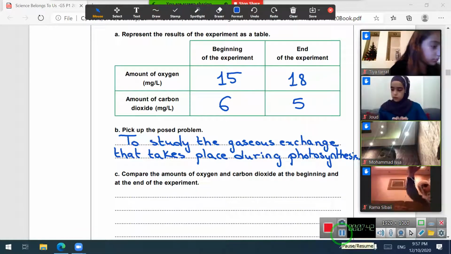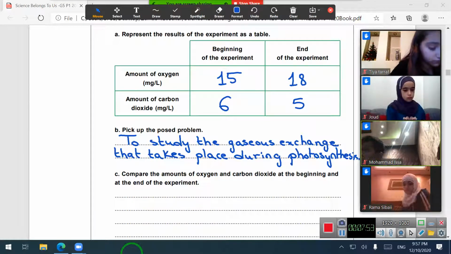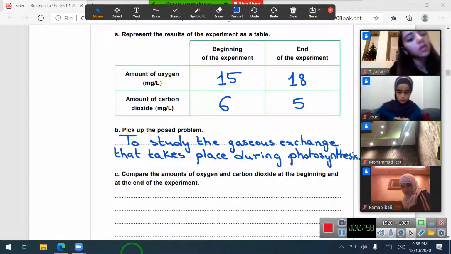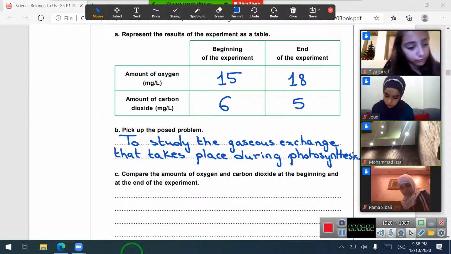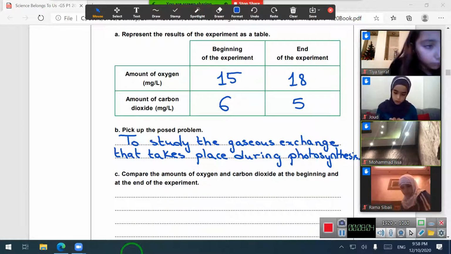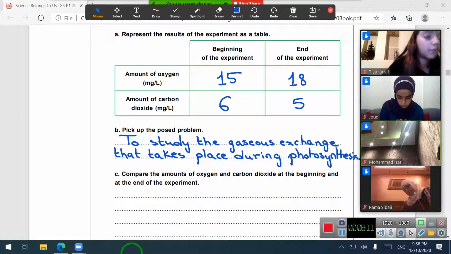You have to compare the amounts of oxygen and carbon dioxide at the beginning and at the end of the experiment. What was the amount of oxygen at the beginning of the experiment and how does it become at the end? Also about the carbon dioxide. At the beginning of the experiment, the amount of oxygen was 15. How does it become? It becomes 18, so it increases. Excellent. So the amount of oxygen increases during photosynthesis.